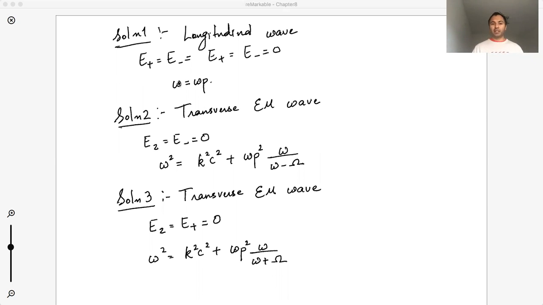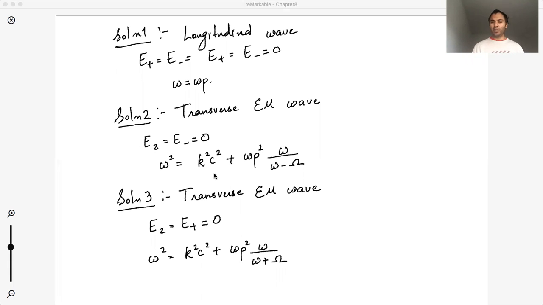So one of them is the longitudinal oscillations. The other 2 are transverse, but they have different dispersion relationships. So solution 2 is one hand of polarization. So let's say the electric field rotating clockwise, and solution 3 would be the electric field rotating anti-clockwise as the wave propagates, right? So these are the left and the right hand circularly polarized radiations. Again, what is defined as left and right is a matter of convention.